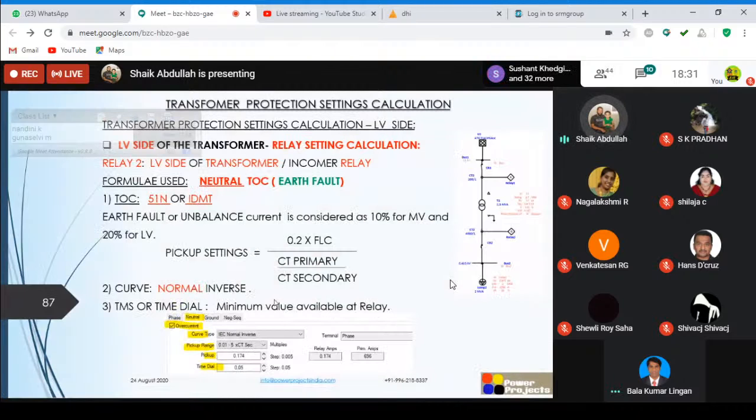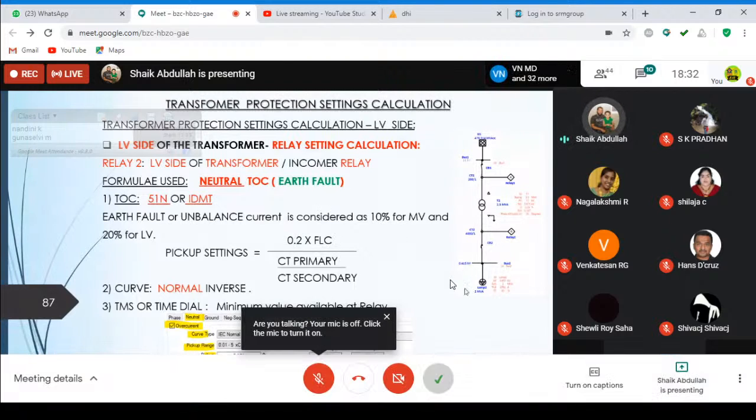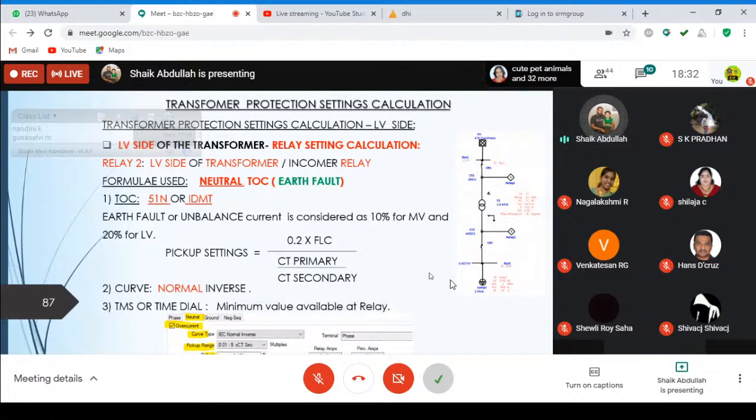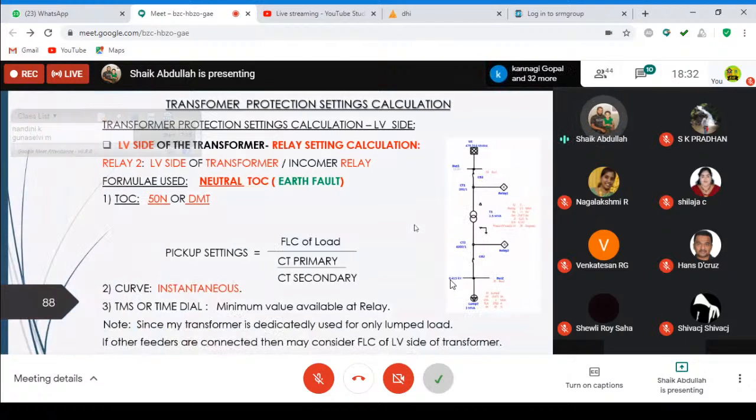And 51N, okay, this is LV, so that's why they are considering 20%. But in our case, it's medium voltage only, so you have to add only 10%, because this is the LV side of this one. This slide shows they have considered 20%, but ours is medium voltage, 10%. We have to add like this. And 50N, okay, full load current of the load. You have to give the settings.